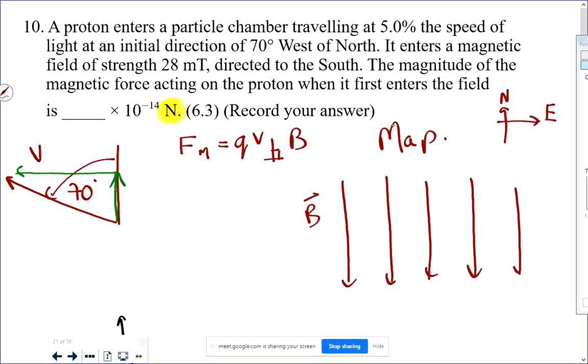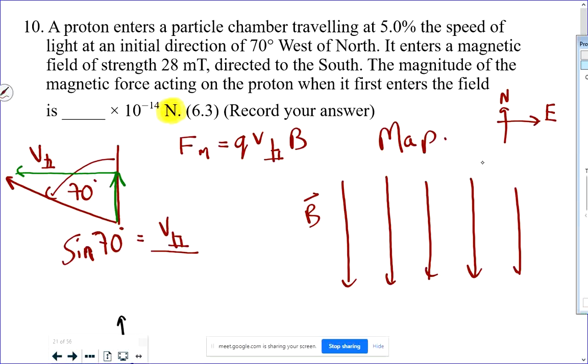So I'm going to find the horizontal component here using this triangle. This is V perpendicular. And when I do that, I can see that the thing I'm trying to find is opposite that 70 degrees, so I can use sine of theta. Might as well write sine of 70 degrees equals the opposite over the hypotenuse, which is how fast it's moving. And we got a little bit of legwork here to find out how fast it's moving. You're told it's moving 5% the speed of light.